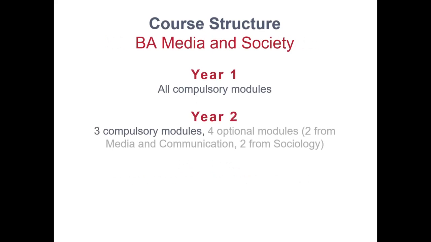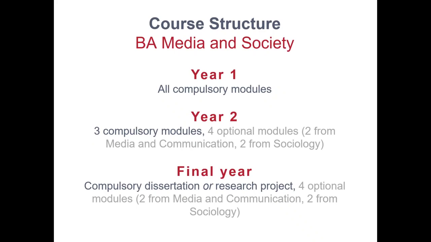And it's pretty similar with the Media and Society degree. Year 1 has compulsory modules, and in Year 2 you have compulsory modules plus optional modules, and you'll notice that they're split between media and communication based options and those that are from sociology. Similarly with the final year, optional modules with a balance between media and communication and sociology, plus your dissertation or research project. You have a choice of doing either a dissertation or a research project. So that's just the overview of the structure.